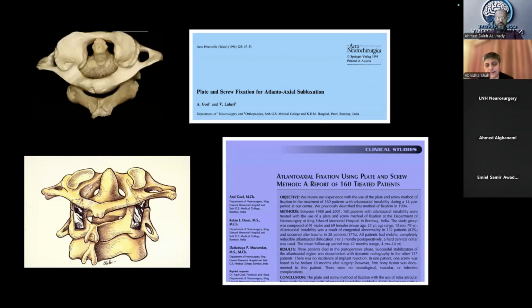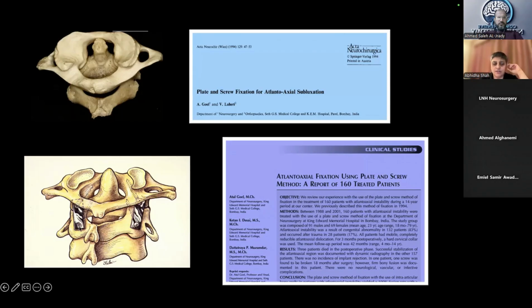Now, after seeing the anatomy, we have to understand what is abnormal in this region and how to approach this region. So first, let's start with the unstable spine or the unstable atlantoaxial joint. And this is the technique that actually revolutionized the treatment of craniovertebral junction anomaly. And the technique is this: you insert one screw in C1, one screw in C2, and both of them are joined together by a plate.